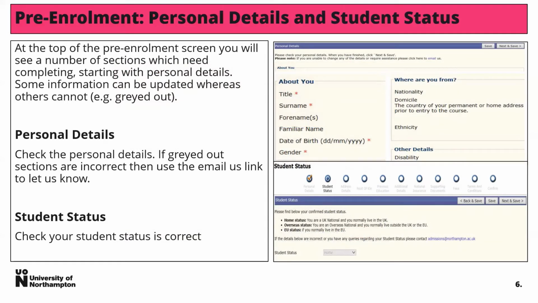It will take you through a number of different questions. Some of it will already be in there because you've provided some details, but you need to make sure you fill in everything that has not already been filled in. You'll see how far along you are with the process over the top here. We've got personal details, student status, address details, and so on. At each stage, make sure you save it if you want to come back to it later, or if you want to do it all in one go, just click next and save, and it will take you to the next stage. It's probably better to do this all in one go so you don't forget about it or lose any information.